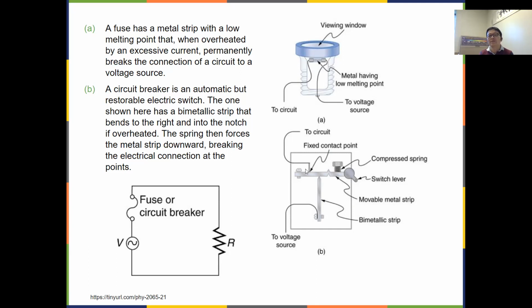Another way is to have a circuit breaker where there's a needle in the circuit that is made up of metal strips. So as temperature goes up, if there's a large current going through, the expansion of the two metals is disproportional to each other. So then it will make this needle bend to one side, and then that follows into this stick there, then cuts off this circuit. Okay.